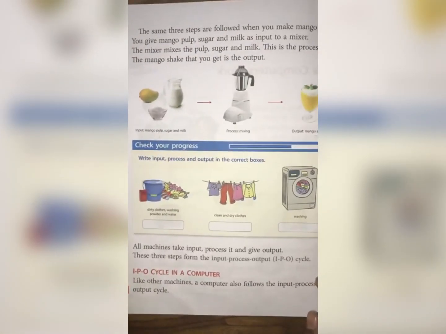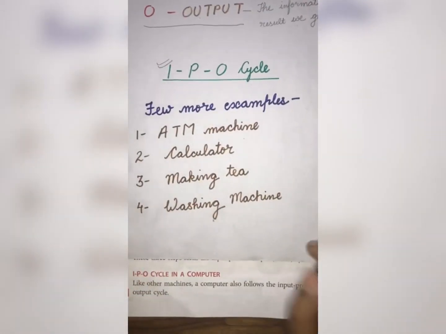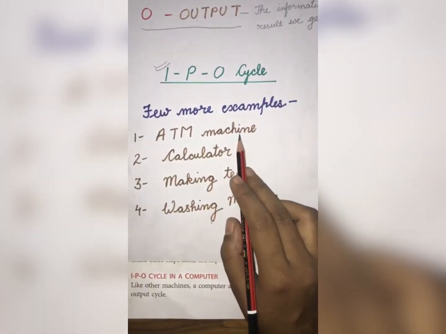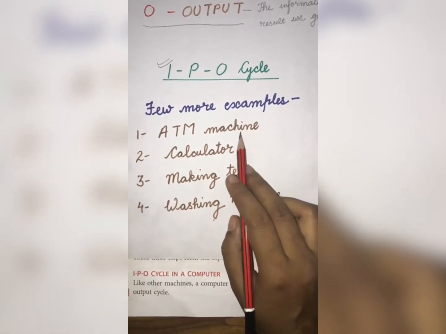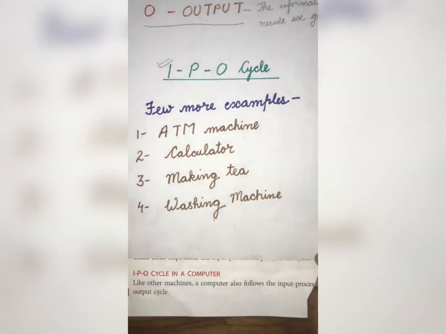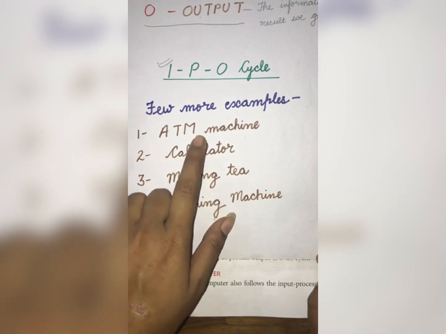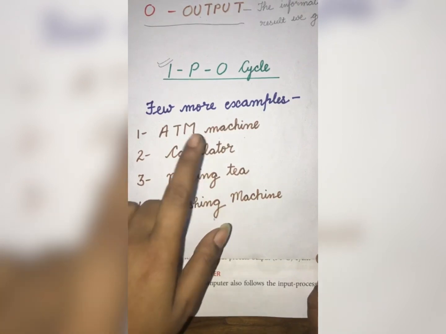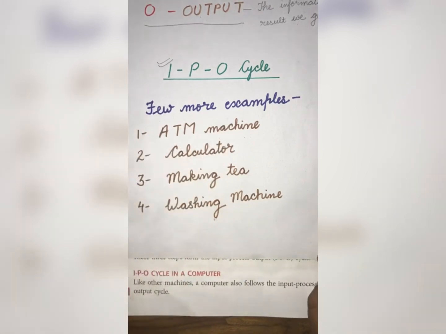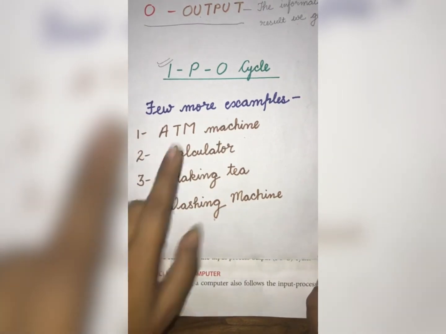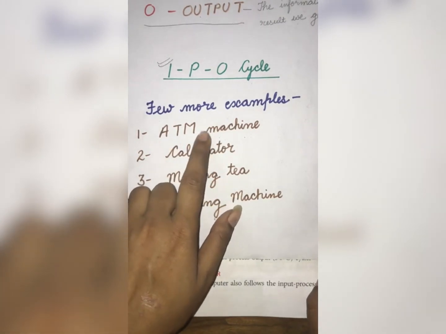I will show you a few more examples. First one is the ATM machine. ATM machine also works on the IPO cycle. How? In the ATM machine, first we insert our card, then we put our ATM pin. That is input, and whatever thing is happening inside the machine is process. Then we get our money, and money is output.